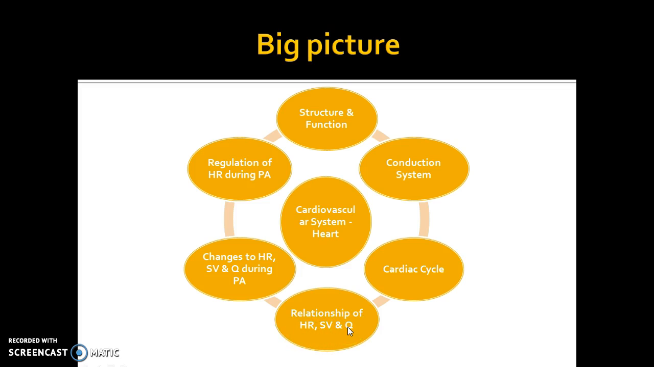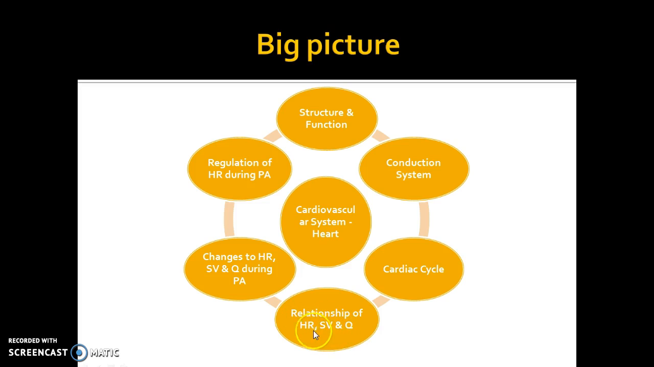The key focus of this screencast and also tomorrow's lesson will be, first of all, we have to know the link between these. Secondly, we have to look at how you describe the changes of each of them during exercise. Now I'm sure everyone could understand that if you start exercising, your heart rate increases, your stroke volume increases and so does your cardiac output. You need to understand why.